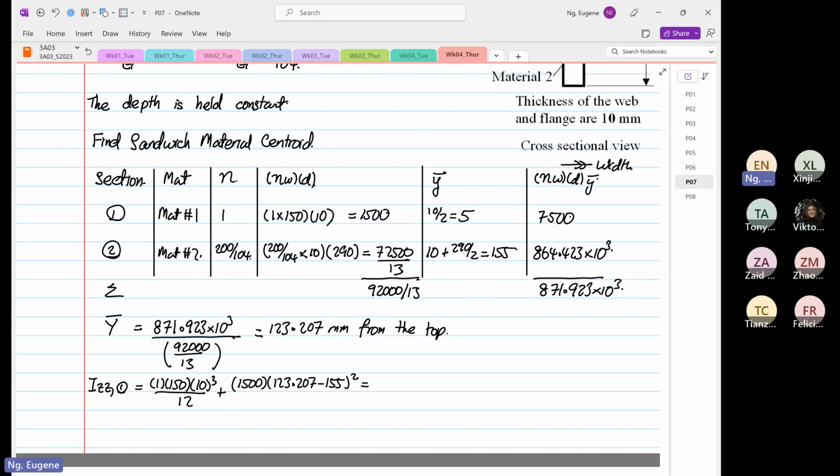So this is why the depth did not move, because this is affected by the depth, right? This is affected by the depth. So the depth is held constant, right? So that's a good thing. Only the width moves. So 123.207 minus 155 squared, times 1500, plus 150 times 10 to the power 3 divided by 12. So it's equal to 1 point. I get 1.5.